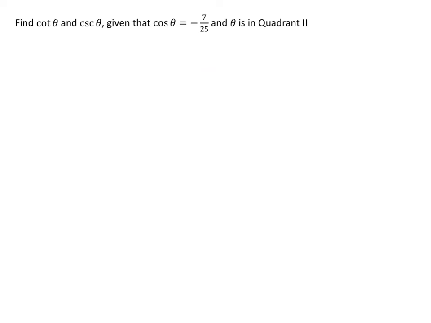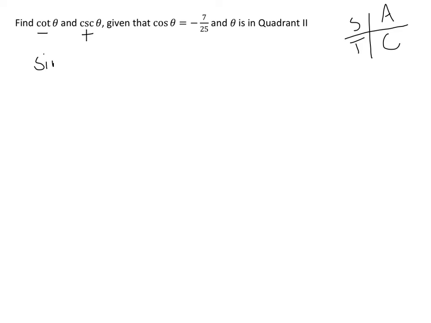This last example is similar to something that I will put on an assessment. I'm asking you to find cotangent and cosecant, given that we know cosine is negative 7/25, and we know that theta is in quadrant 2. So if we're thinking about the location of this angle, the cosecant is going to be a positive value, the cotangent will be negative. In order to do this, the first place that I would start is with the Pythagorean identity.